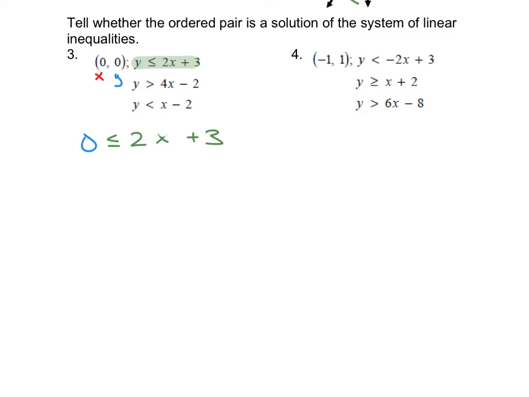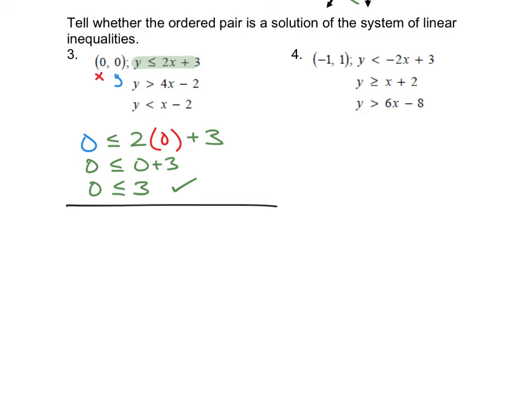And instead of x, what number am I going to plug in there? Also 0, because I'm checking the coordinate (0, 0). Then I just do some math. This sentence is going to say 0 is less than or equal to 2 times 0 plus 3, or 0 is less than or equal to 3. Is that a true or a false statement? That's a true statement. 0 is less than or equal to 3.